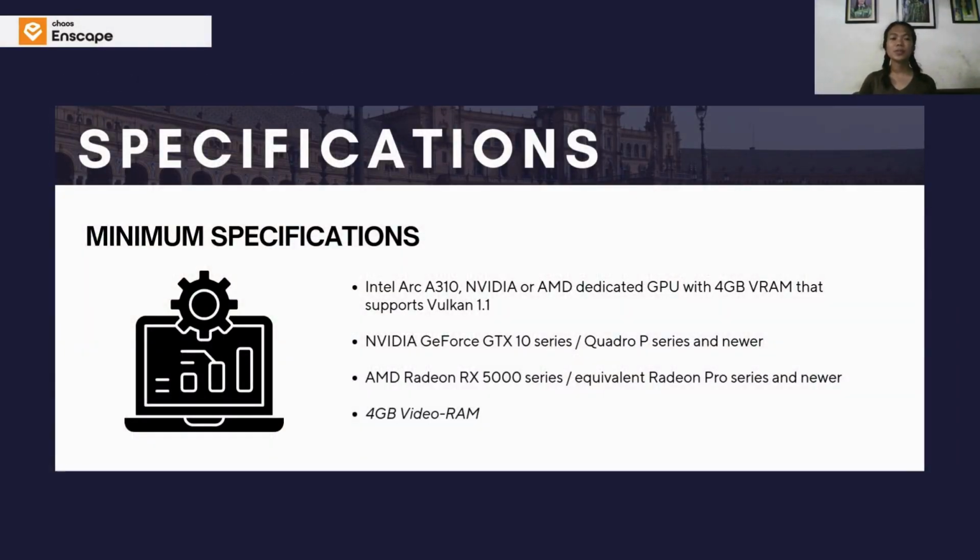Moving on, let's talk about the specifications. Here are the minimum specifications in order to run Enscape. First is Intel Arc A310, NVIDIA or AMD dedicated GPU with 4 GB VRAM that supports Vulkan 1.1. Next is NVIDIA GeForce GTX 10 series or Quadro P series and newer. Next is AMD Radeon RX 5000 series or equivalent to Radeon Pro series and newer. Lastly is 4 GB video RAM.